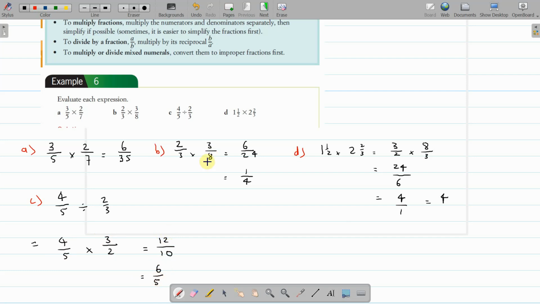And there's our answer. So for each one of these questions, you write the question, equals, and the answer. When multiplying by mixed numerals, show that you've converted them to improper fractions first, then do the working. And with division, write the first fraction as is, change the sign to multiplying, and invert the second fraction. That's how to show your working.